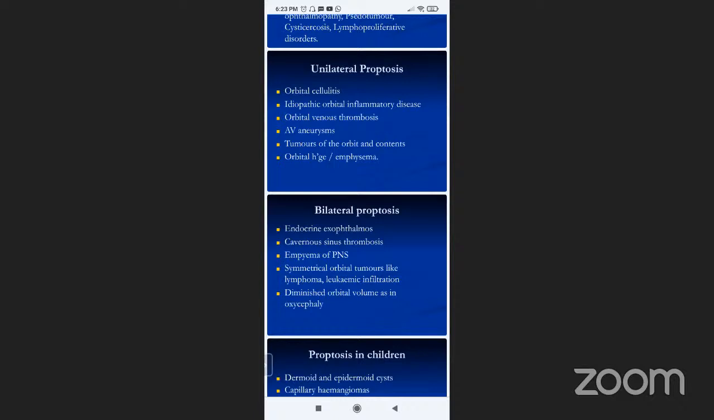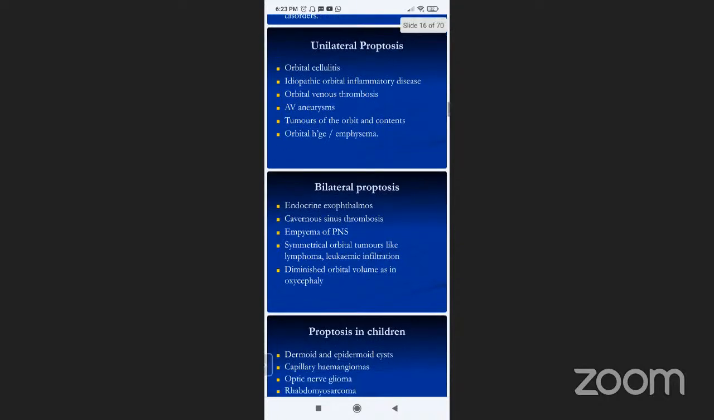Common causes of bilateral proptosis are endocrine exophthalmos, that is the thyroid ophthalmopathy. Most common cause is thyroid ophthalmopathy in an adult patient. Then cavernous sinus thrombosis, that is when a thrombus occurs in the cavernous sinus, both orbits get affected. Then empyema of paranasal sinuses, symmetrical orbital tumors like lymphoma, leukemic infiltrations, metastasis, etc. Then some congenital anomalies of the head or cranial bones, diminished orbital volume as in oxycephaly, etc.